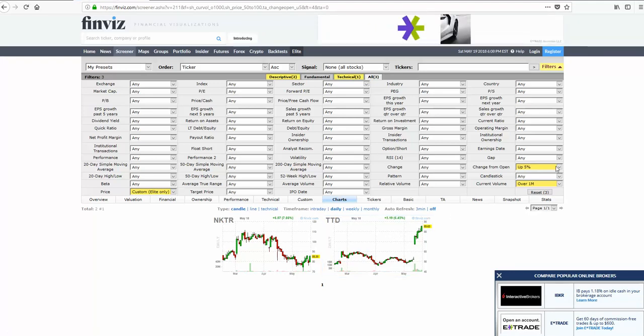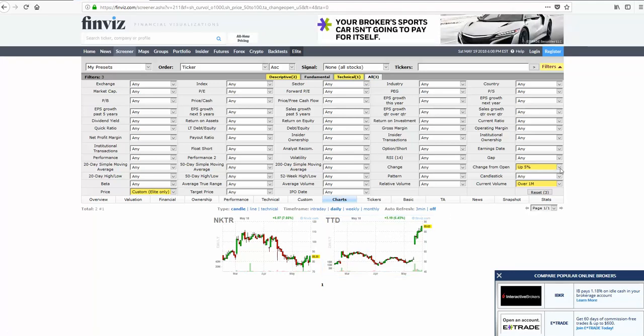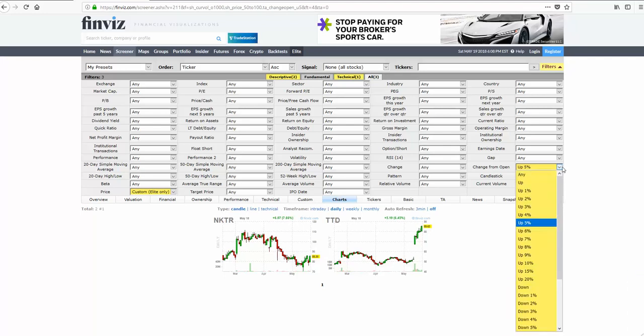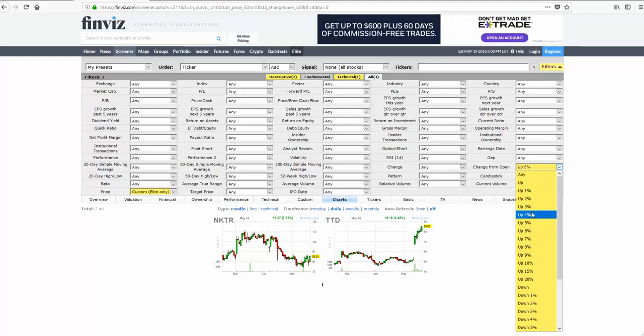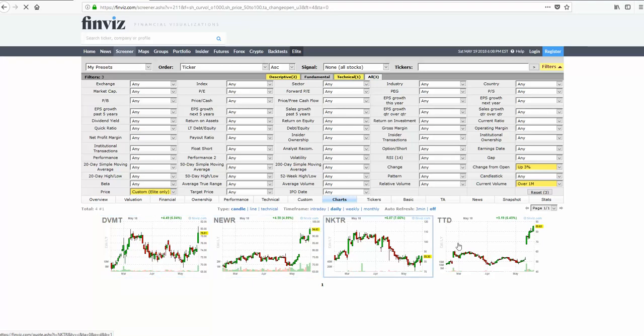Right? And I start with 5. But let's say the market's dead, then you lower it. Then you say, okay, I want to see if there's more stocks in this range. So I'm going to lower it. Let's say up 3%. When I go up 3%, look, I get a couple more tickers. Okay? So that's how you just change your range.